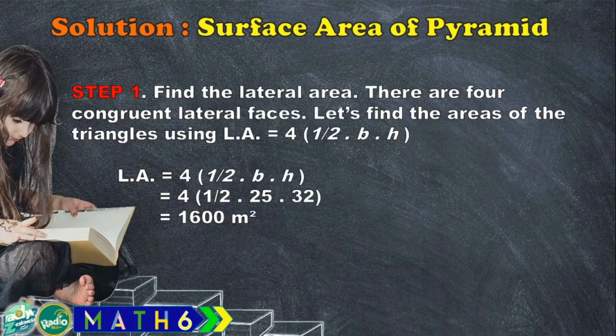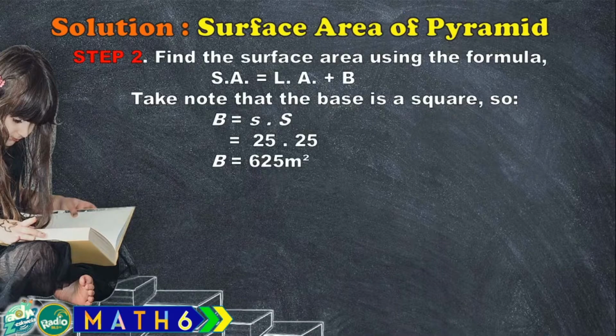Now let's proceed to the solution. For step 1, we need to find the lateral area. There are 4 congruent lateral faces. Now let's find the areas of the triangles using lateral area equals 4, open parenthesis, 1/2 times base times height, close parenthesis. So we have lateral area equals 4 times 1/2 multiplied by our base, which is 25, times 32, which is the height. So, the lateral area is 1,600 meters squared.